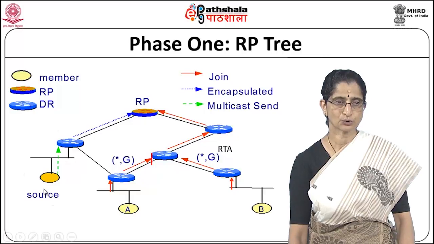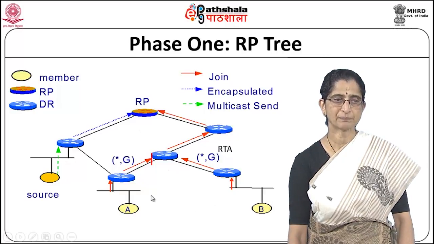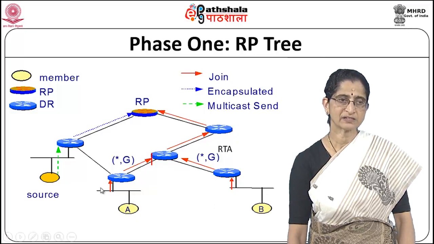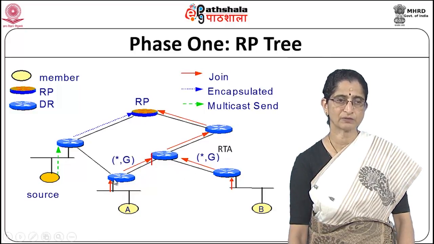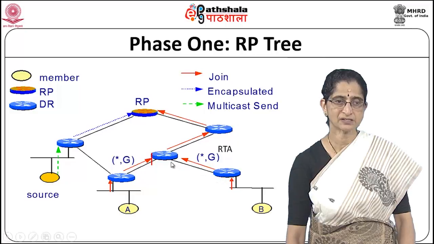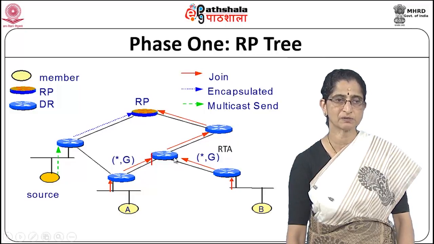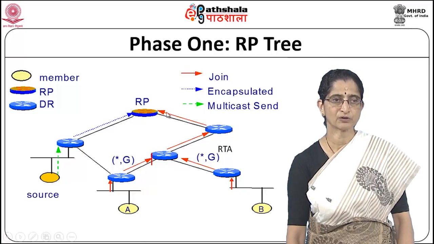So, let us say this is the source, alright, and these are the two members here. So, what is the first thing that would have happened? Both A and B would have sent an IGMP join message to their respective designated routers. So, from here to here it would have gone, and from here another would have gone from here to here. Okay. Now, let us say B was the one which first sent a join message. So, a star comma G join message will be sent to this router, which would have forwarded that to this router, and from here it would have gone to the RP.